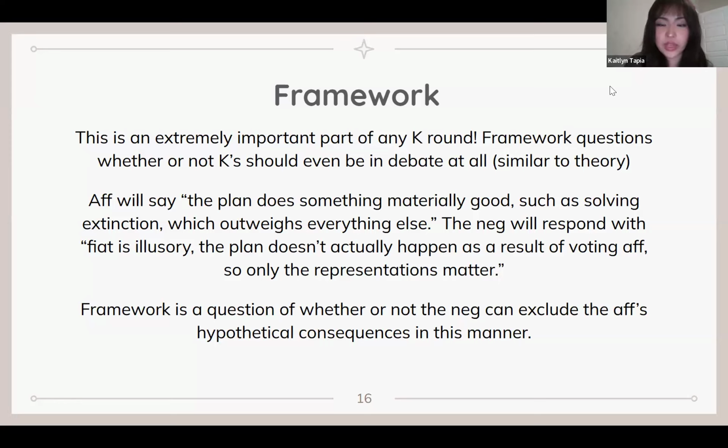The AFF will say that the plan does something materially good, such as solving extinction, which outweighs everything else. The negative will respond to such a claim with saying that fiat is illusory, which means that fiat is hypothetical, it is not real. When the judge votes for the affirmative, the plan will not actually pass, right? Like when the judge clicks their ballot on Tabroom, it's not actually going to make the United States join UNCLOS, right? That would be silly. And so the neg says that only representations matter, okay? And these are two competing claims, obviously, right?